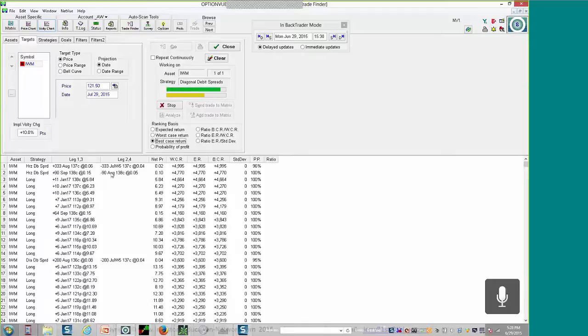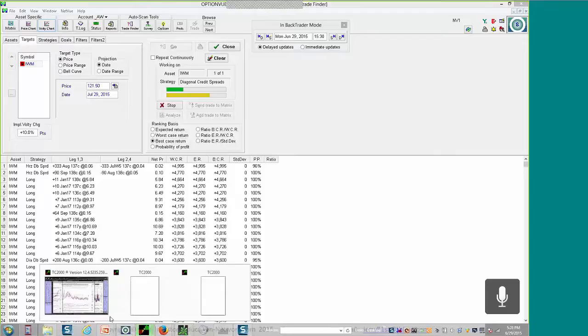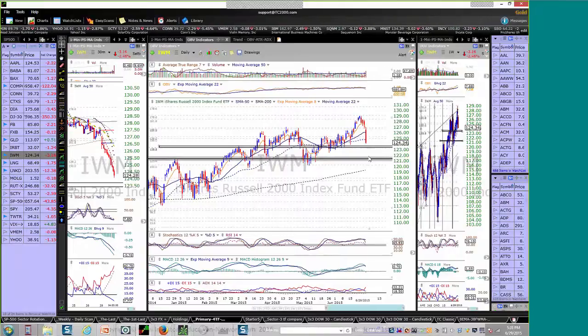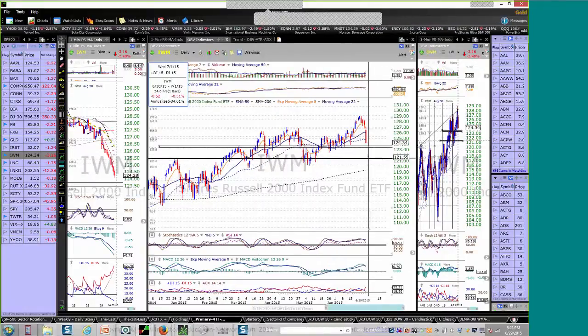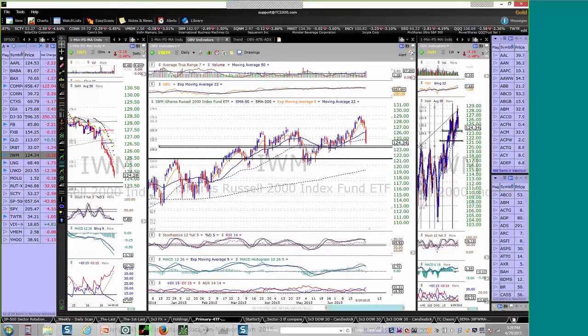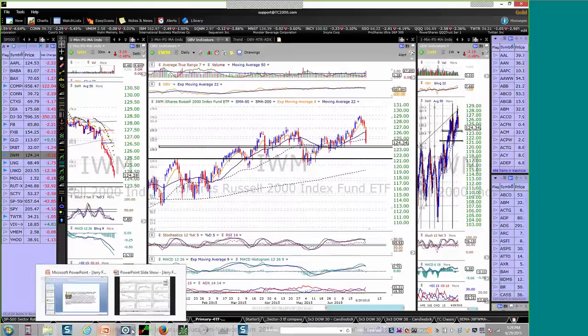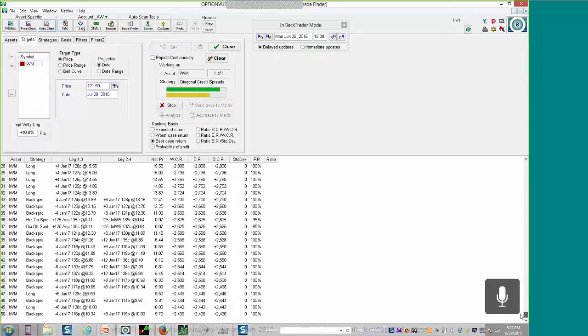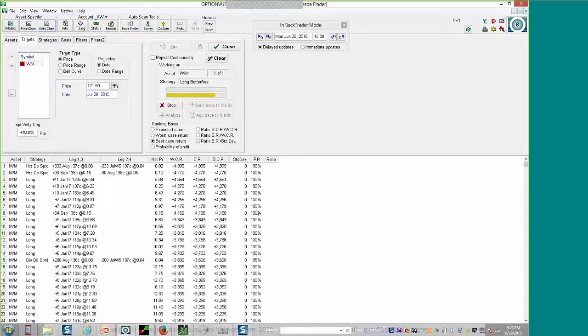How many of you guys are not following me, or how many of you are lost, or how many of you are following along with what I'm doing here? Just to recap, as my i7 processor is grinding through, I am looking at IWM, the ETF on the Russell, looking at a support level of about 120.50, and I'm saying within 30 days we should touch it. And I'm looking for Trade Finder to give me some ideas. And some of these are just ridiculous. I should get another filter that says, don't show me anything with 100% probability of profit.